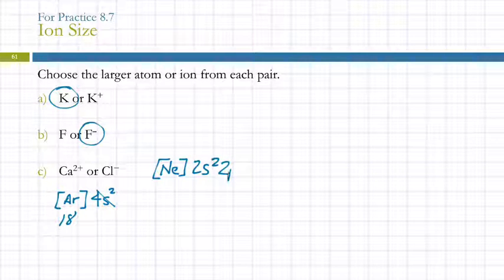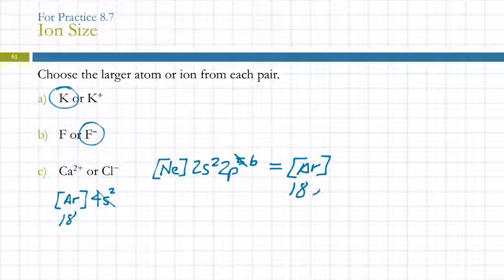Chlorine was neon 3s2, 3p7. I'm sorry, 3p5. 2 plus 5 is 7. Making it an anion, we add an electron, so this is 3p6. That is now the same electron configuration as argon, 18 electrons. The outside looks the same, but the inside's different.